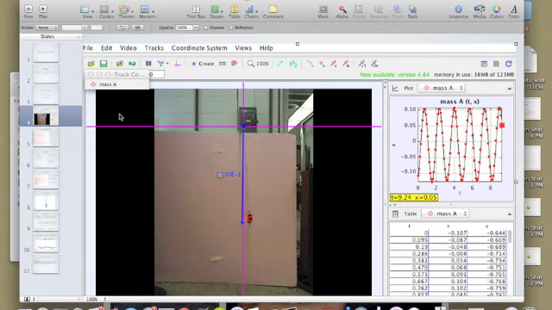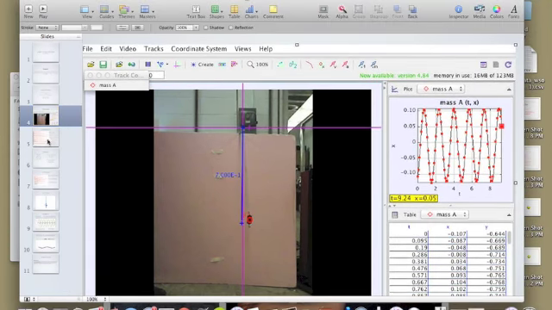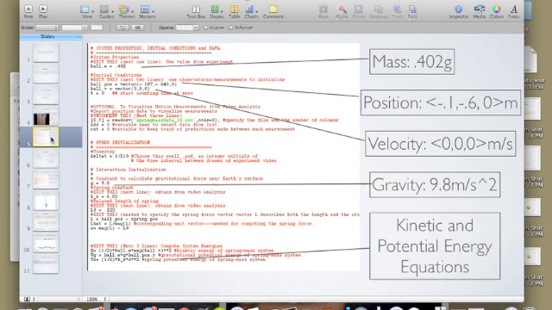Okay, now we'll go ahead and put our basic information into the code. We'll start with our constants. We have a mass, which is 0.402 kilograms, our position, which is roughly <-0.1, -0.60> meters, our velocity, which is 0 meters per second, and our gravity constant, which is 9.8 meters per second squared.